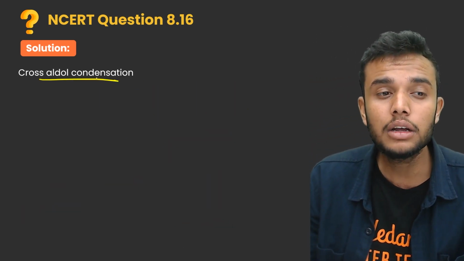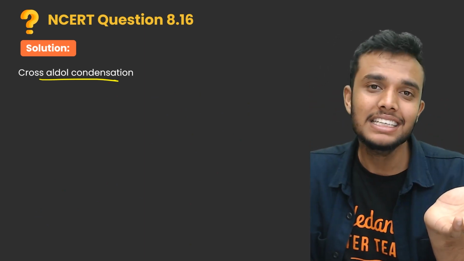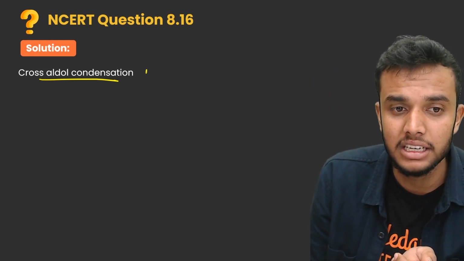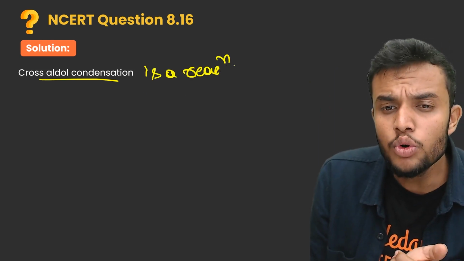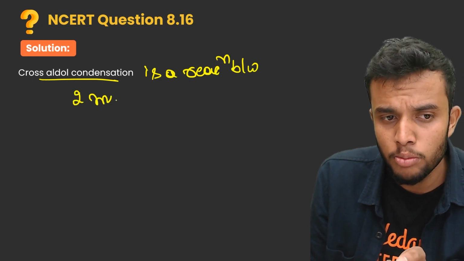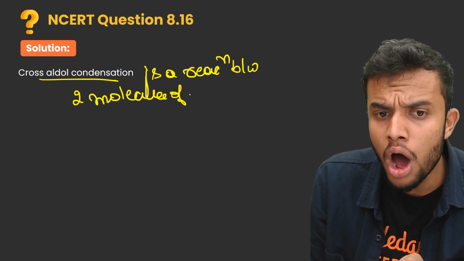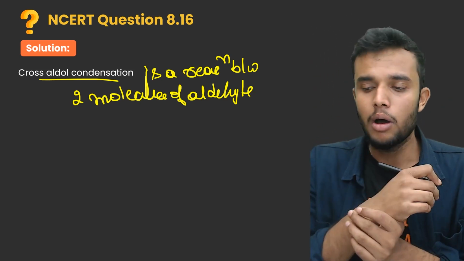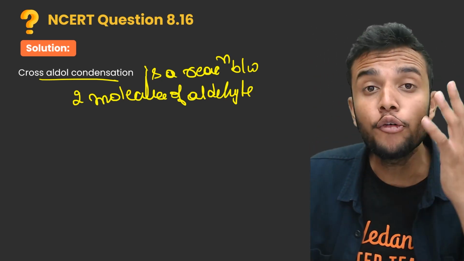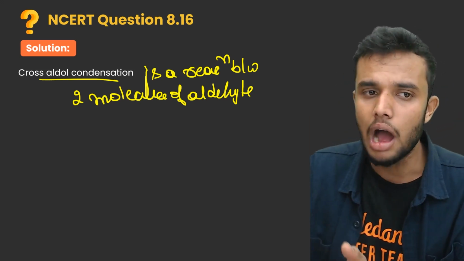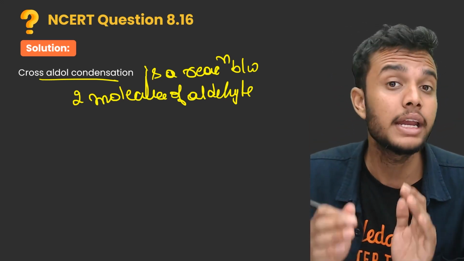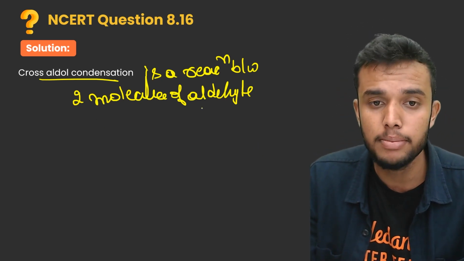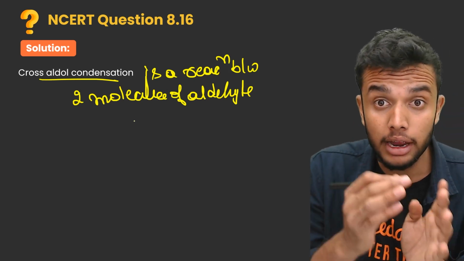The next one is crossed aldol condensation. It's a very easy reaction, right, students? Crossed aldol condensation is a reaction between two molecules of aldehyde, or two molecules of ketone, or one molecule of aldehyde and one molecule of ketone. If both compounds contain alpha hydrogen, it yields four products in the presence of any base.